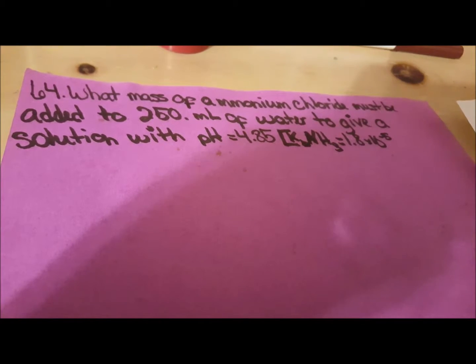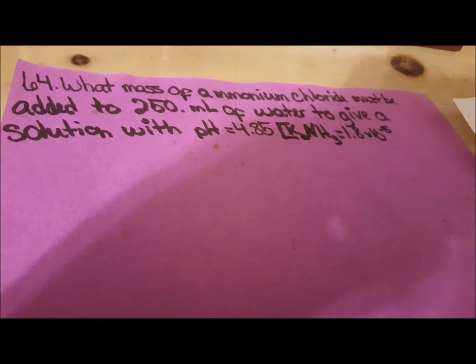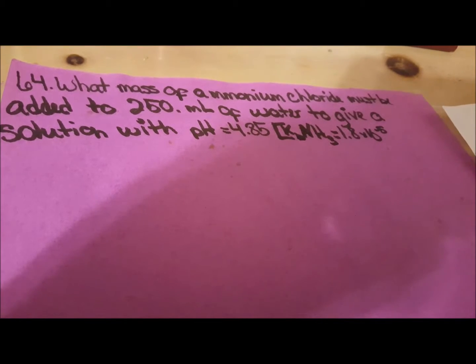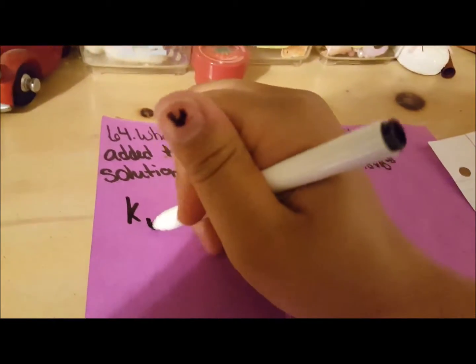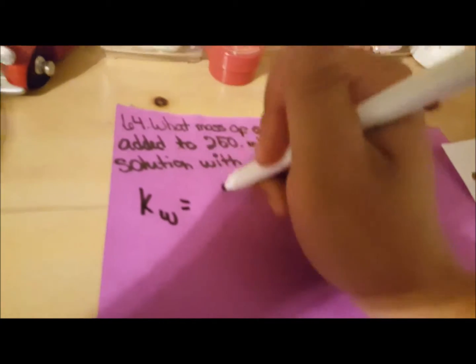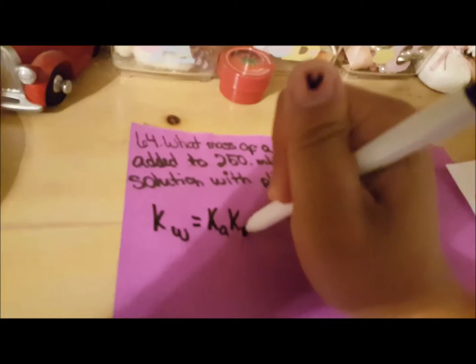For number 64, we are to solve what mass of ammonium chloride must be added to 250 milliliters of water to give a solution with pH 4.85. The Kb of NH3 is equal to 1.8 times 10 to the negative fifth. So, from this equation, we know that Kw is equal to Ka times Kb.